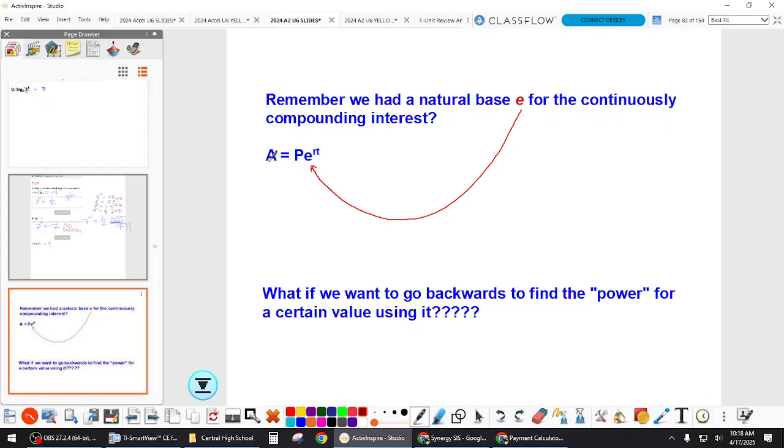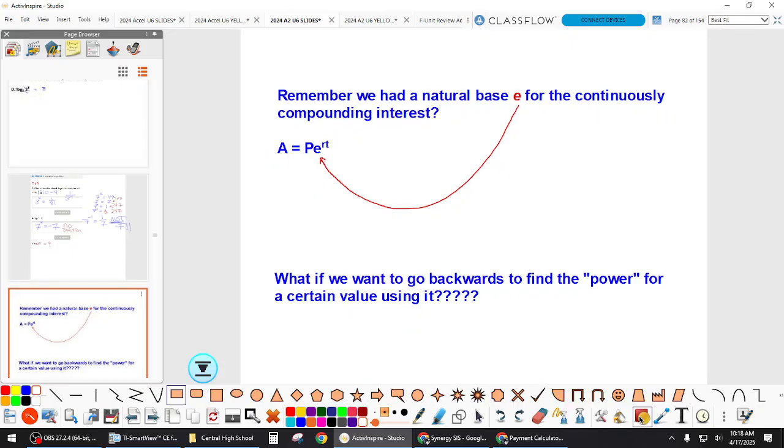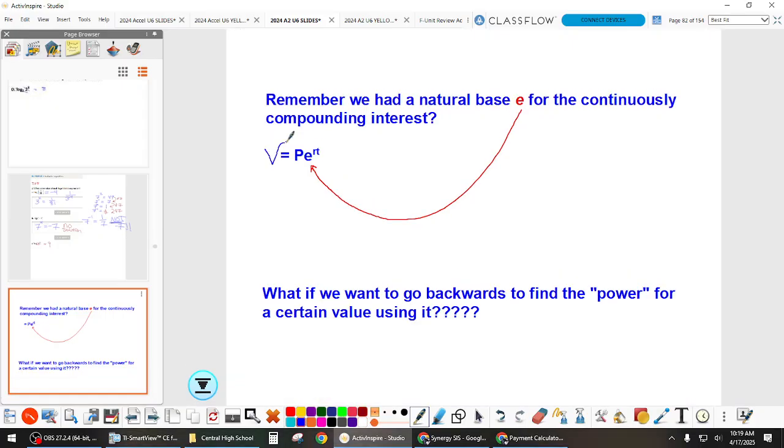Remember this one? We had a V there, not an A, but do you remember this formula? It's P e to the rt. Yeah, they kind of stuck together. Okay, so what if we wanted to solve for t?